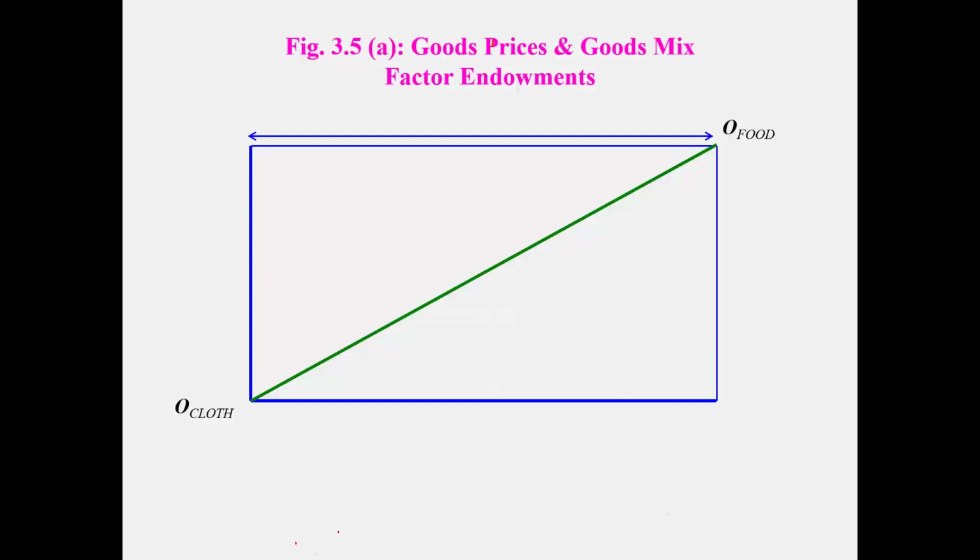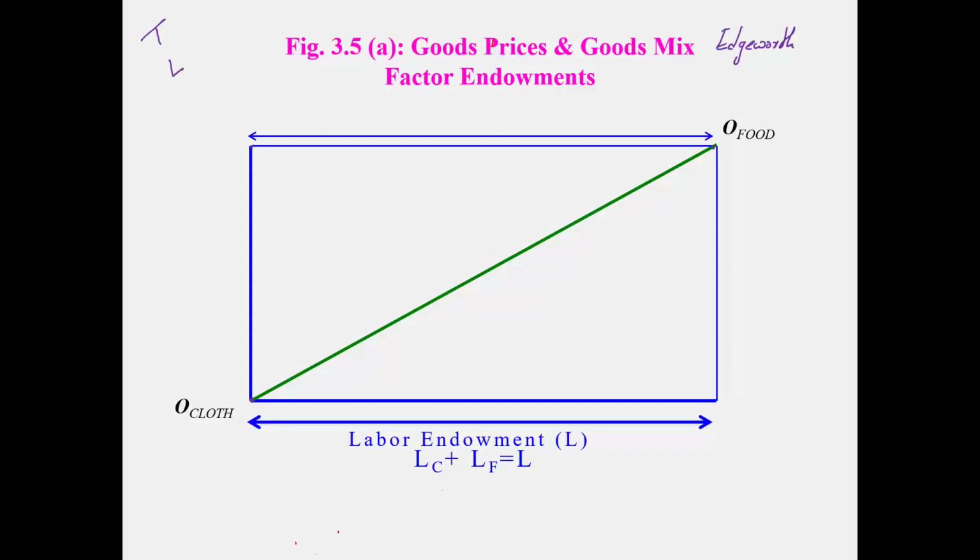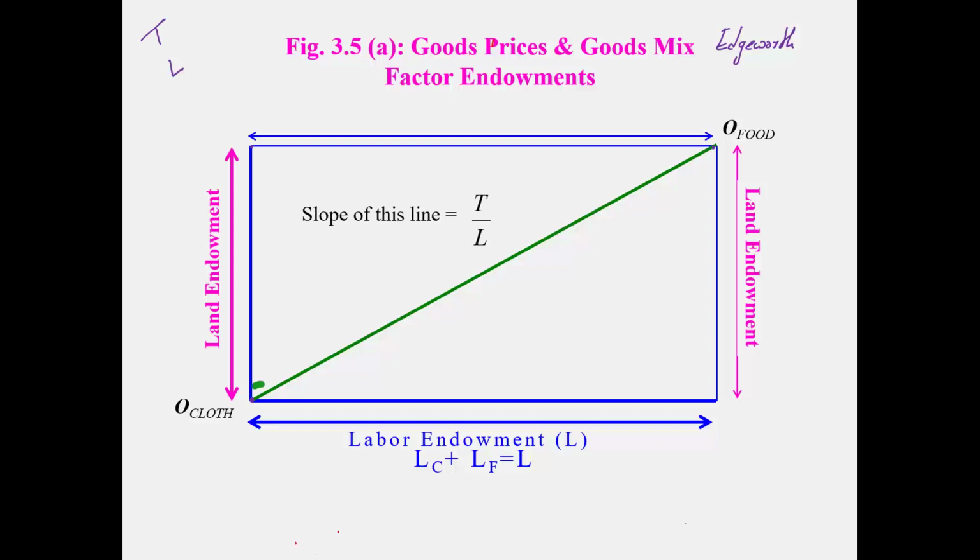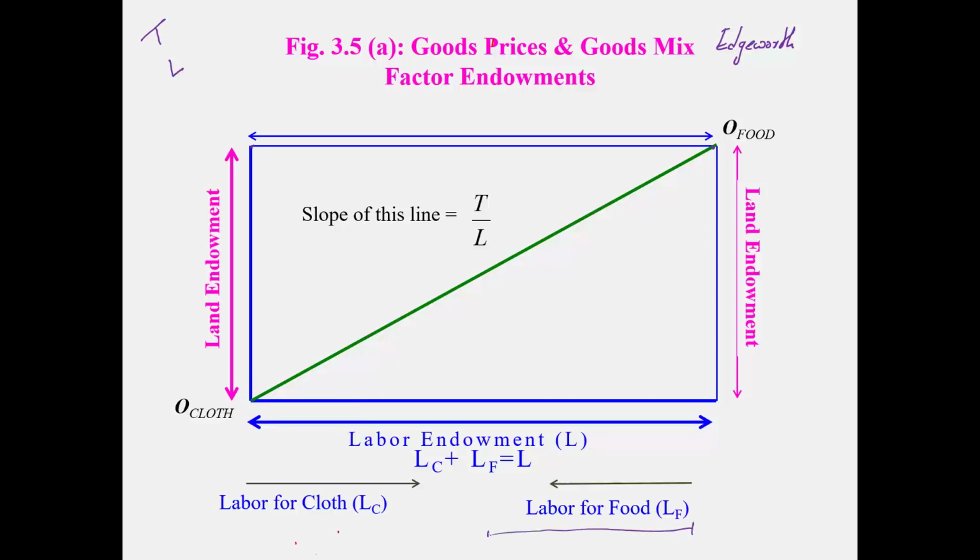So we've created this box, and sometimes this is referred to as the Edgeworth box. Labor endowment is being measured on the x-axis, and land endowment is being measured on the y-axis. From the left-hand side, as we move further away, we measure the amount of labor that is allocated to the cloth sector, and whatever is left is going to be the amount used in the food sector.